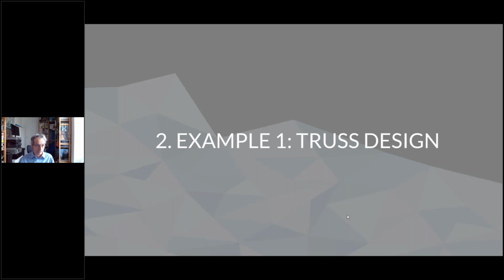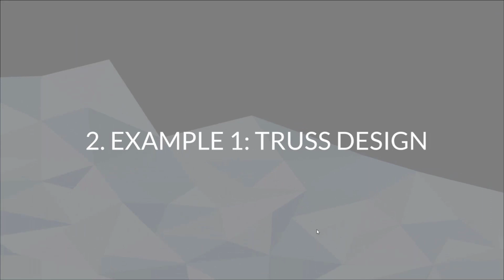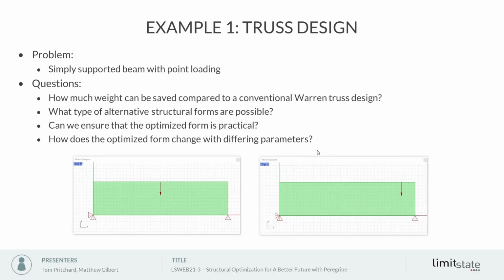Thanks, Matthew. And as mentioned, we're just going to go through a couple of brief examples to show the power of the Peregrine software and how it might be useful in your conceptual designs. So the first thing I need to do is introduce the first problem. We've got a relatively straightforward, simply supported beam with point loading, and the questions that we're going to be asking ourselves are things like how much weight can we save compared to a conventional Warren truss design, what type of alternative structural forms are possible, can we ensure that the optimized structure is practical from a construction point of view, and how does the optimized form change with differing parameters.